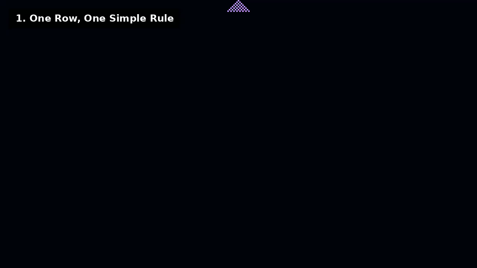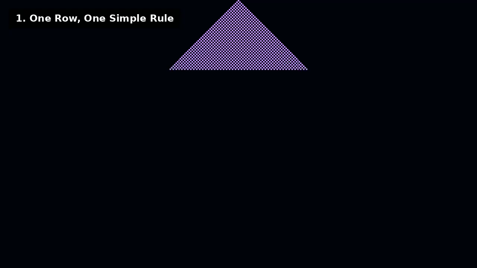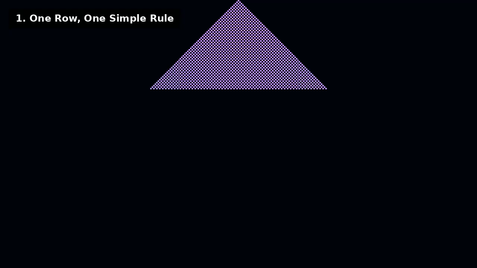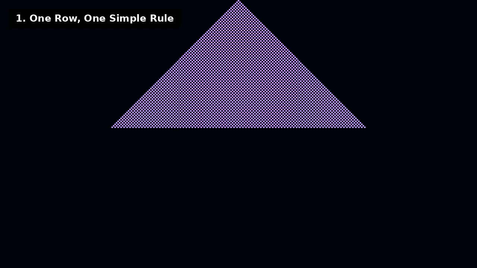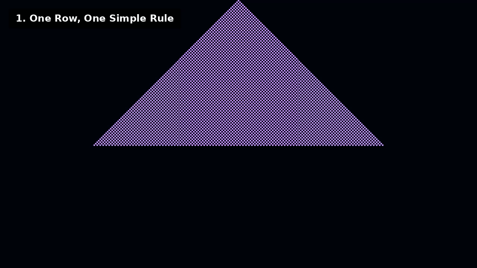Start with one black square in an empty row. Apply the rule to get the next row. Repeat, stacking each new row below. The rows pile up into a tall triangle. The whole picture comes from that tiny rule.